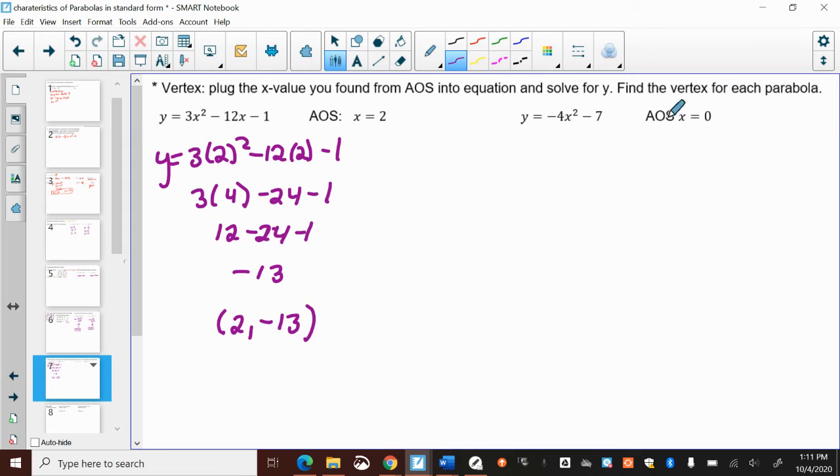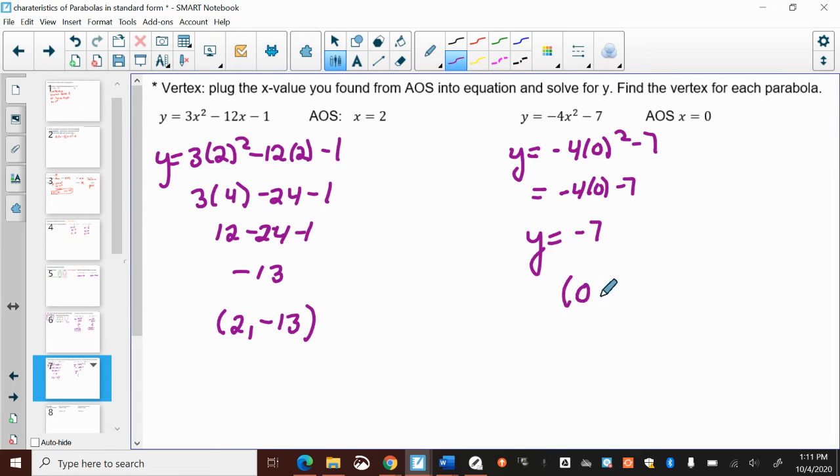We had found the axis of symmetry to be 0. So we need to figure out what y is when that x is 0. This one winds up being a real easy calculation because it's just negative 4 times 0 minus 7. So y here winds up being negative 7. Our x-coordinate comes from the axis of symmetry, and our y-coordinate comes from substituting that into the equation to solve for y. That's how we find our vertex.